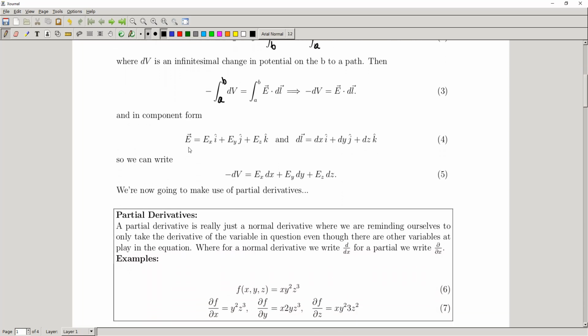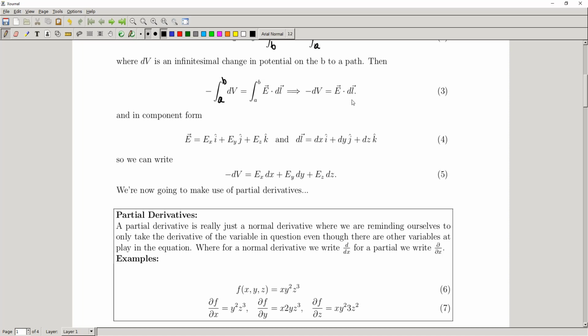We know we can write E in terms of its coordinates x, y, and z, as is written here. So E is going to be equal to its x component in the i hat direction, its y component in the j hat direction, and the z component in the k hat direction. And the same idea is true for dl. We're going to have infinitesimal little chunks of displacement here, dx, dy, and dz in the i hat, j hat, and k hat directions.